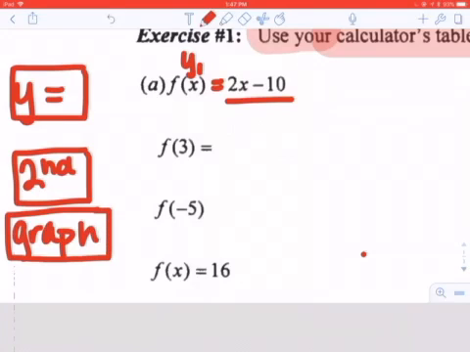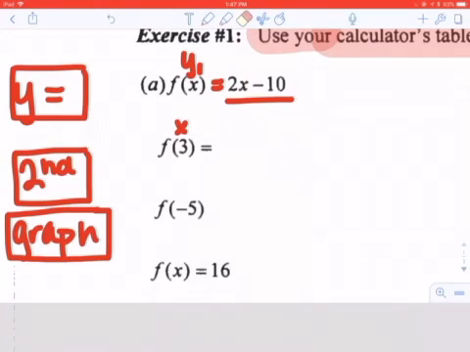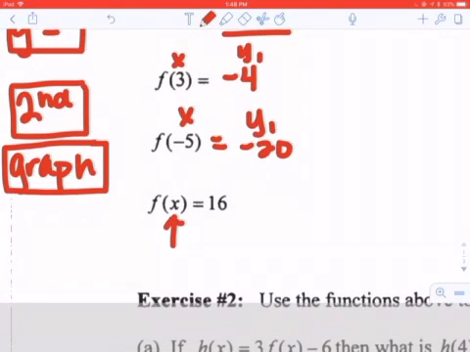All right, so f of 3, this is an x value. So you are going to look into your calculator to see what y is when x is 3. And when x is 3, it says in the y1 column, negative 4. When the x column is negative 5, the y1 column says negative 20. So when x is 3, y is negative 4. When x is negative 5, y is negative 20. This last example is not giving us an x value. The x value is missing.